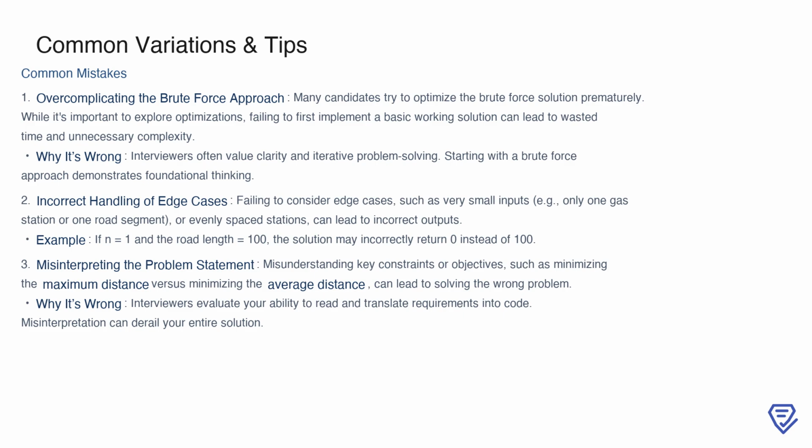For instance, failing to consider scenarios like having only one gas station or evenly spaced stations can lead to incorrect outputs. A classic example is when there's just one road segment of length 100. Here, the maximum distance is clearly 100, not 0. Finally, misinterpreting the problem statement can cause significant issues. For example, confusing the goal of minimizing the maximum distance with minimizing the average distance can derail your solution entirely. It's essential to carefully read and understand the problem constraints and objectives to avoid this mistake.